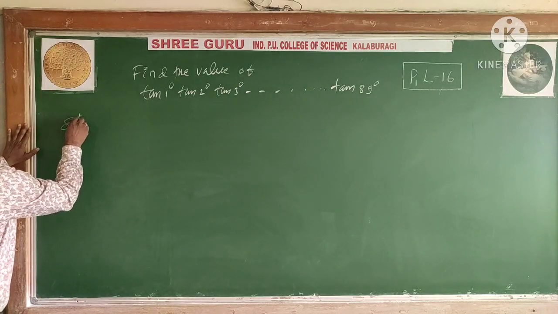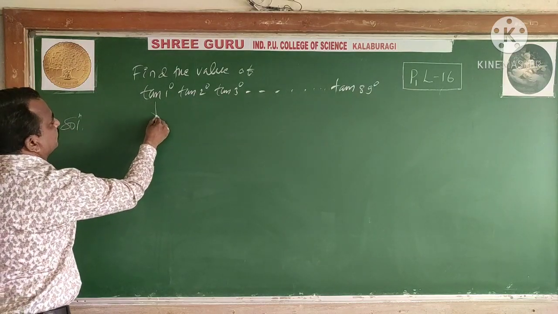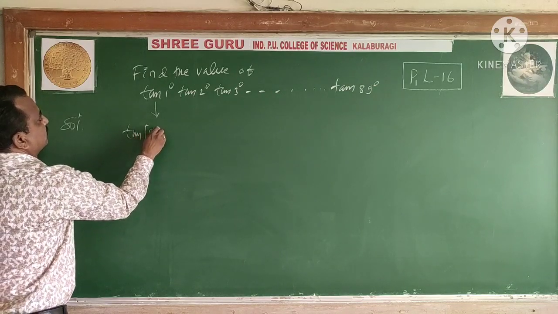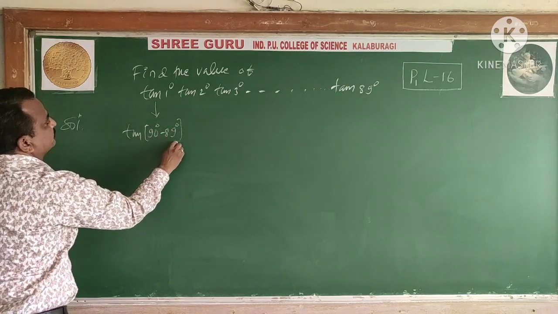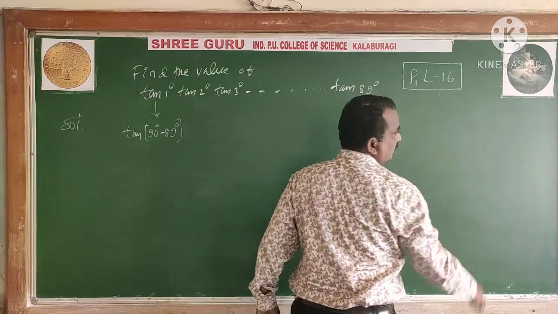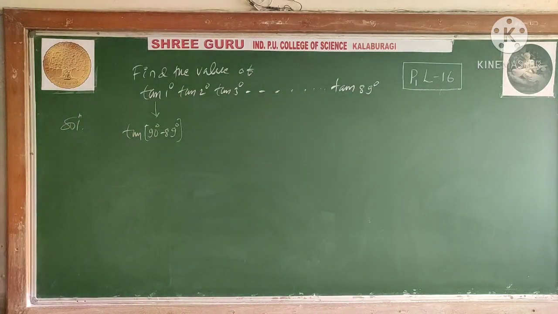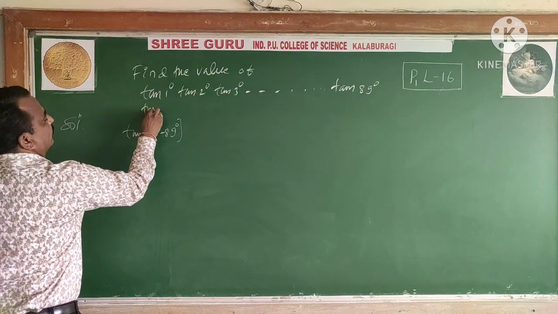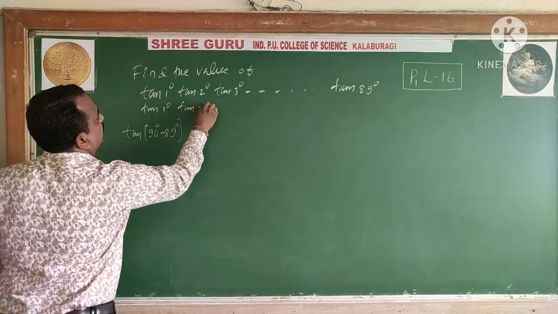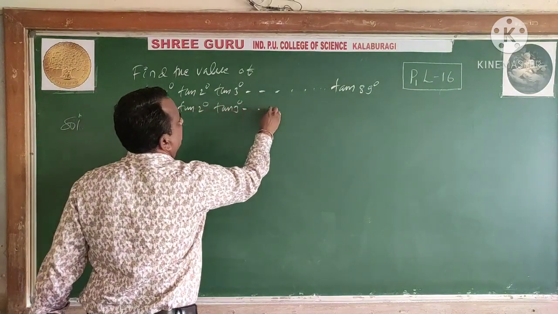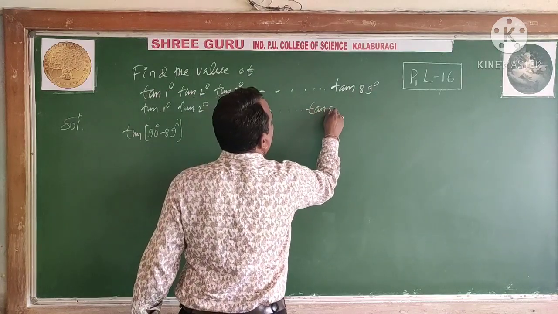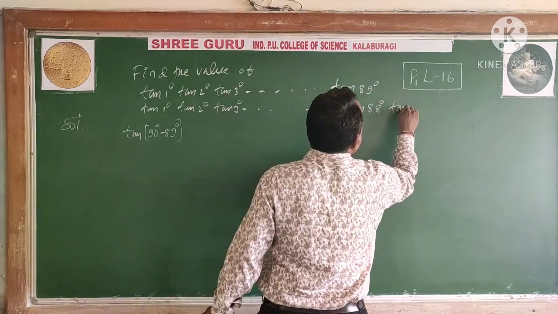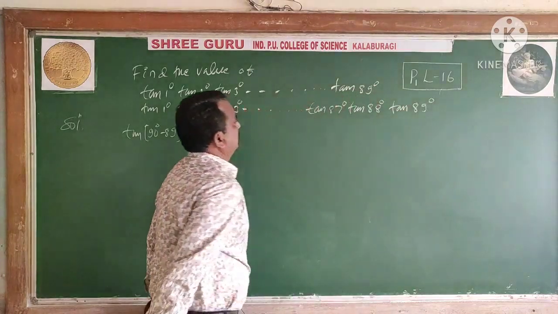See, students, I will write this tan 1 degree. Shall I write it as tan of 90 minus 89 degree? Is it possible here? Before writing, you have the terms like that, students. Tan 1 degree, tan of 2 degree, tan of 3 degree, tan of 87 degree, tan of 88 degree, tan of 89 degree. Like that you have the terms here.